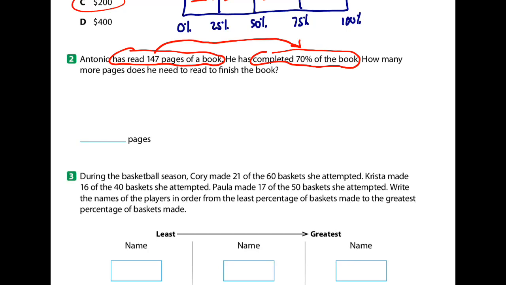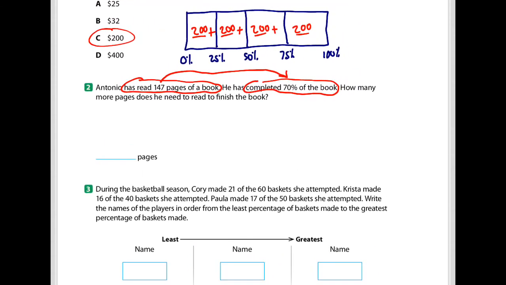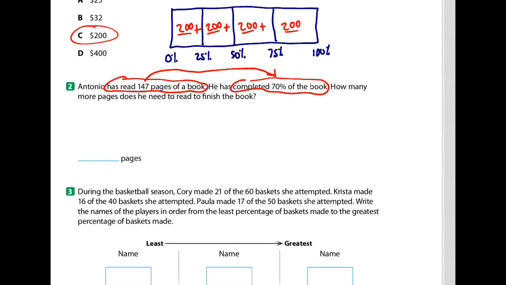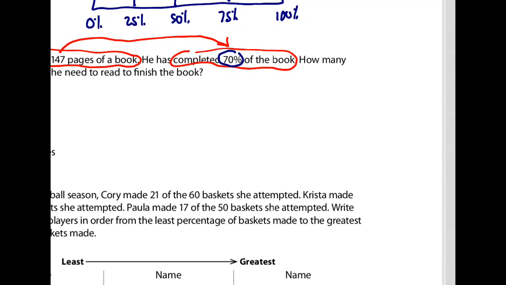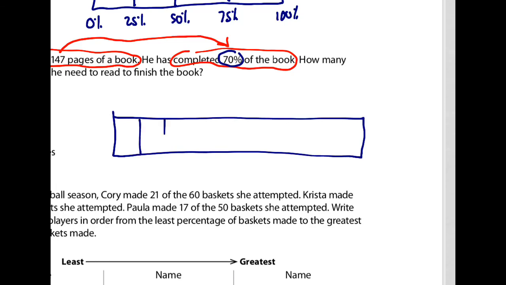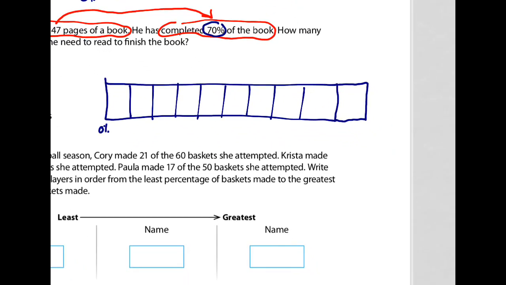Okay, so let's split this up. Let me think how I'm going to do this. All right, I'm going to do a table very similar to what I did in number 1, except because the percent is 70, that's a counting by 10 number, I'm going to split up my bar into 10 sections. Okay, so I have 1, 2, 3, 4, 5, 6, 7, 8, 9, 10. And I'm going to do 0%. This is 10, 20, 30, 40, 50, 60, 70, 80, 90, 100.